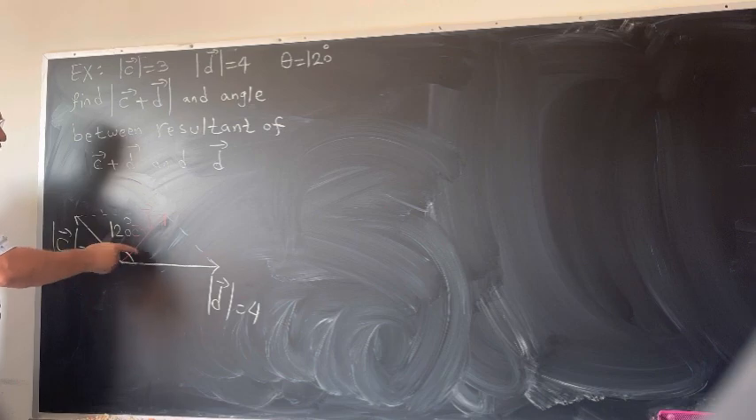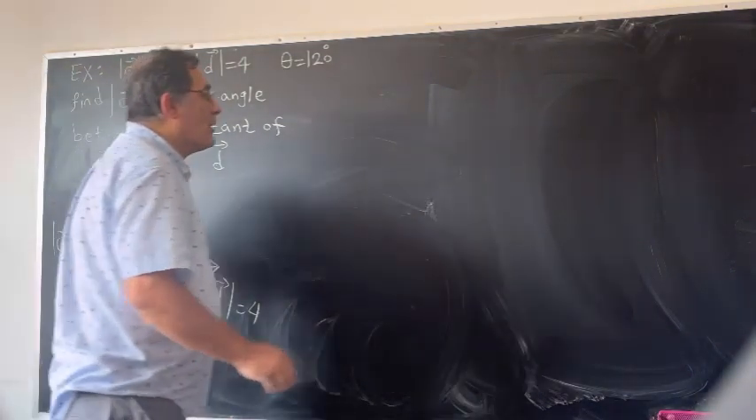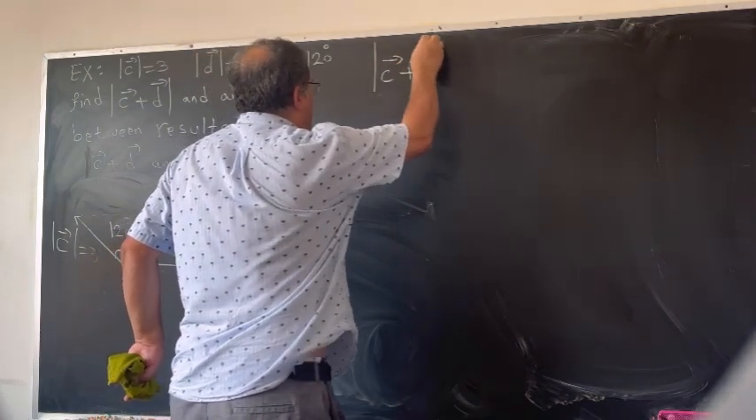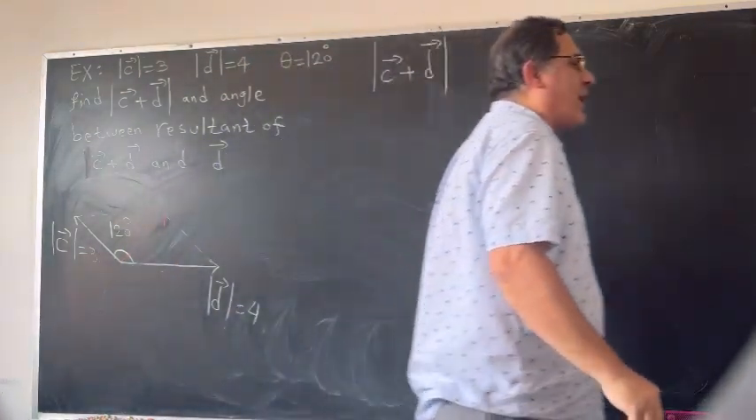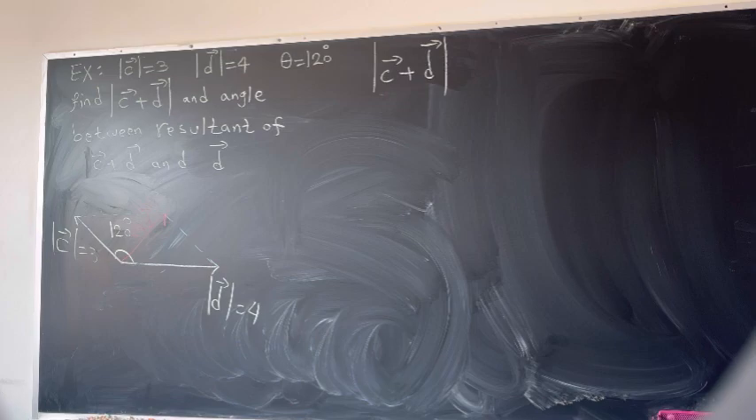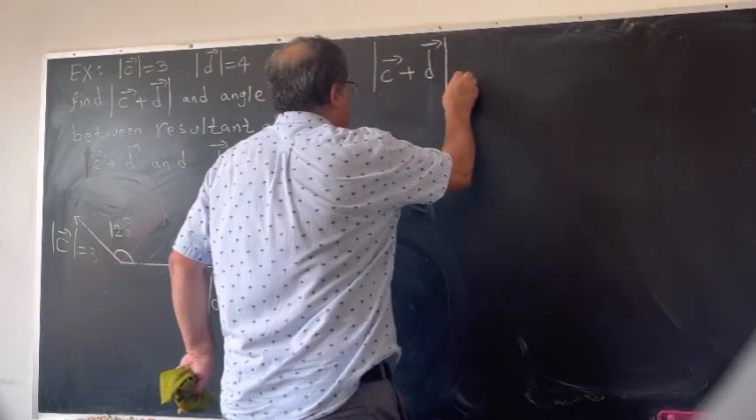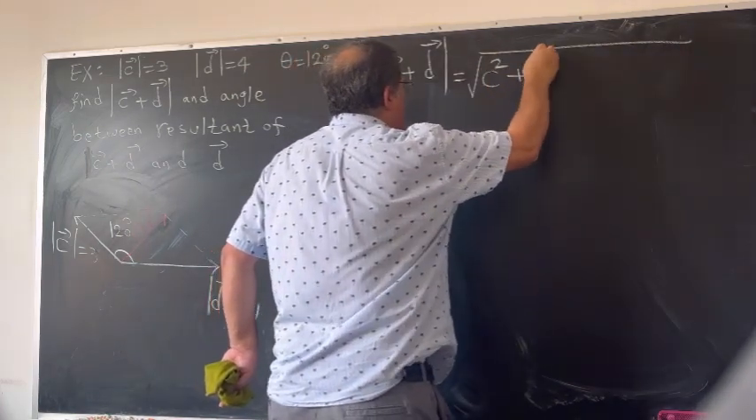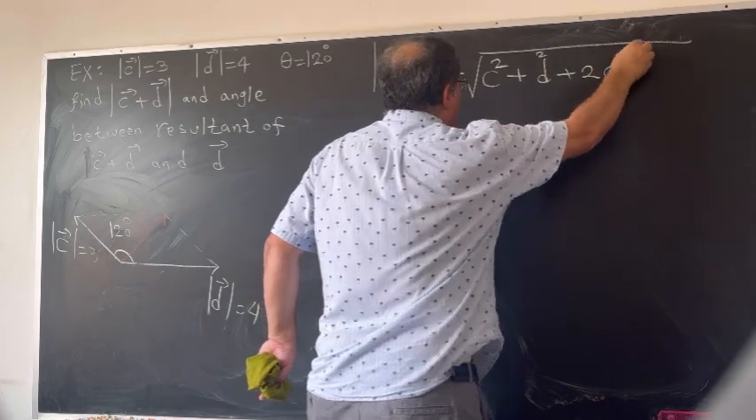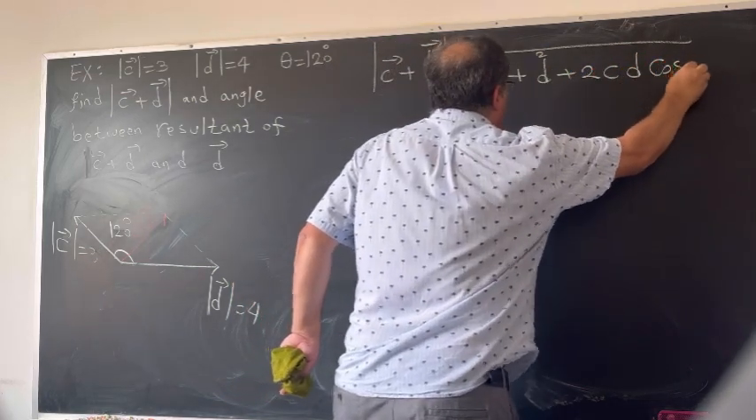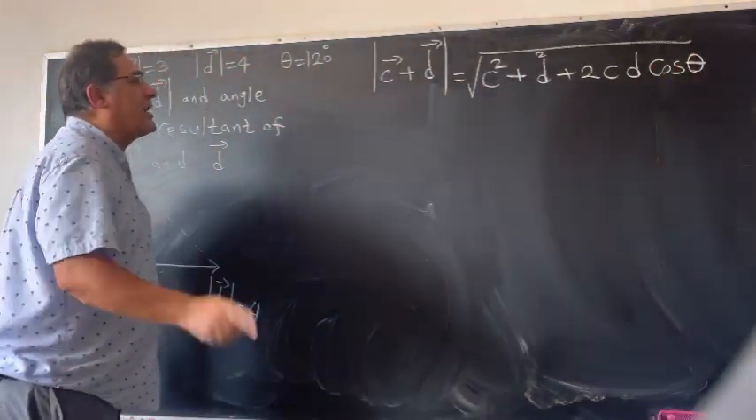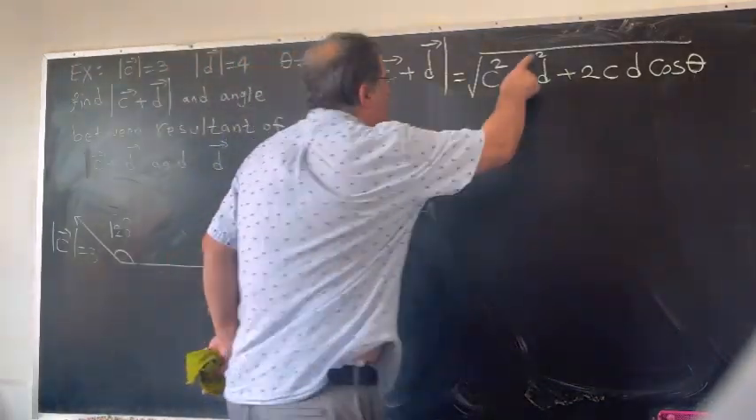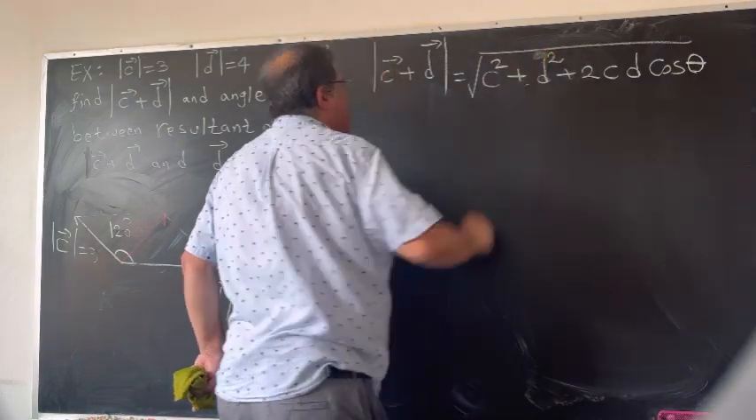As you know, the angle between the two vectors is 120. The main formula for the addition, or resultant, of two vectors C plus D is the radical of the first vector squared plus the second vector squared plus 2 times the first vector times the second times cosine theta, where theta is the angle between the two vectors. This is the main formula for the addition of two vectors.